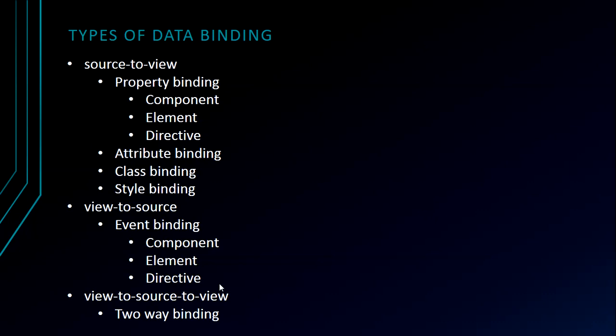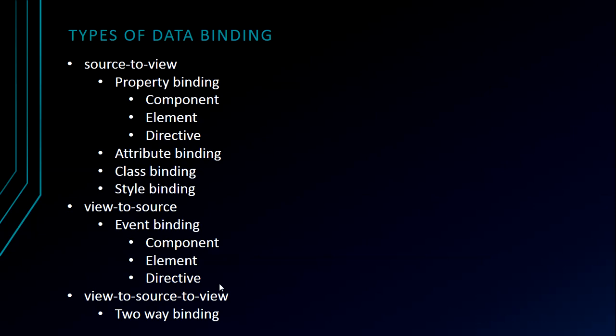Let's look at the first kind of binding, which is called property binding. We will first look at the element property binding, and then we will look at component property binding. Because to understand component property binding, we will have to understand how to pass input and output to a component. We have not reached that point. So first we will understand how to property bind an element.